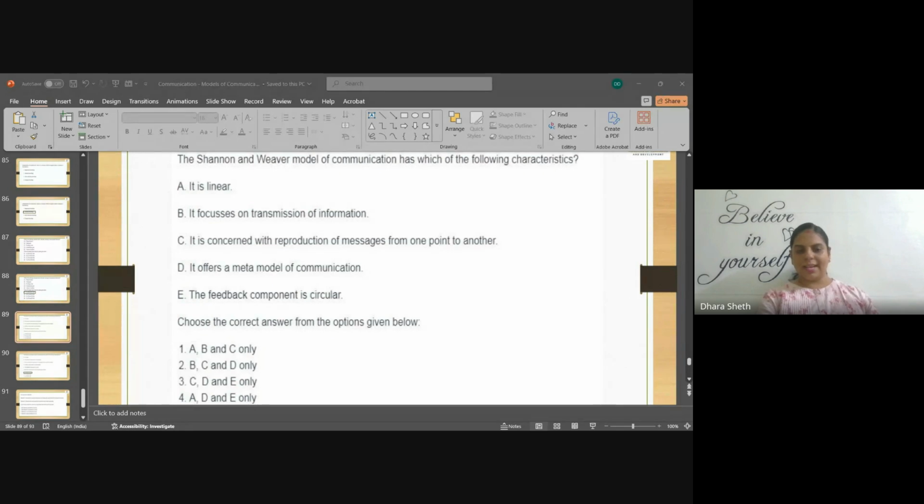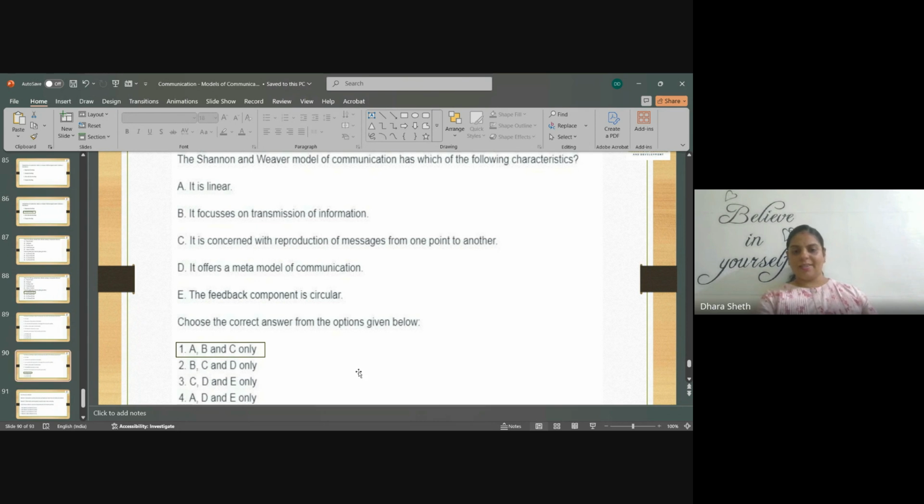One way to solve this is, let's suppose the Shannon and Weaver model of communication is linear. If A is an option, then I just need to see 1 and 4. If B is the correct option, then I just need to see 2, 3, and 4. Or if I know that C should not be there, I'm just giving an example, then automatically 1, 2, and 3 are wrong. The only answer remaining is 4. That is also how you can eliminate when you are confused about 1 or 2 points.